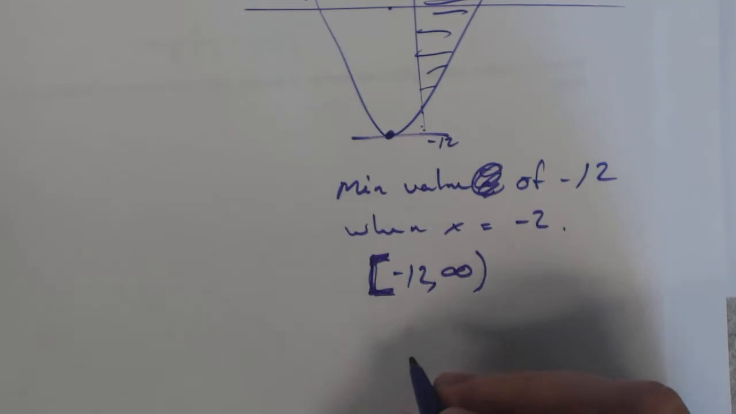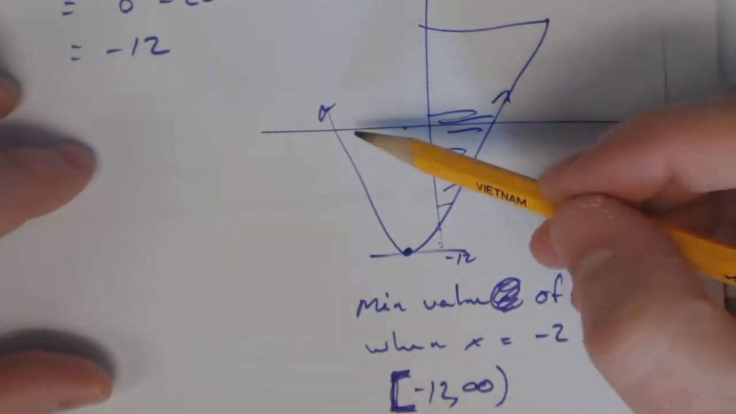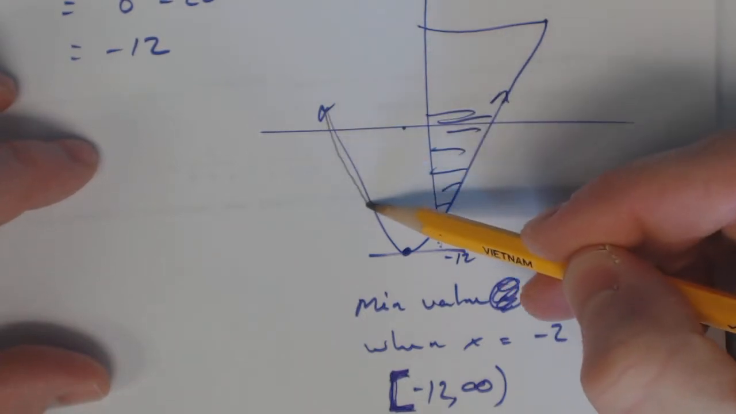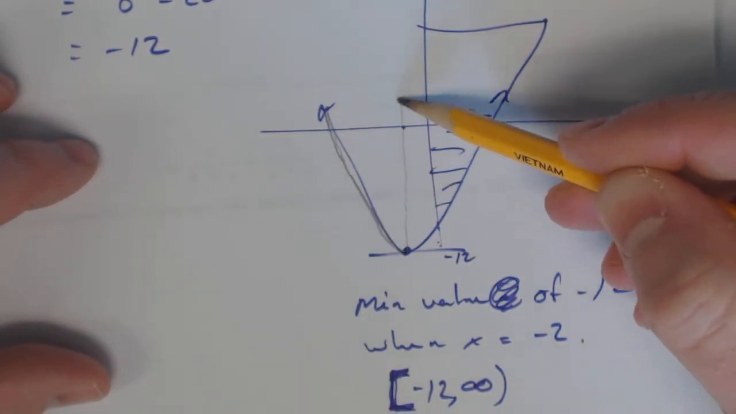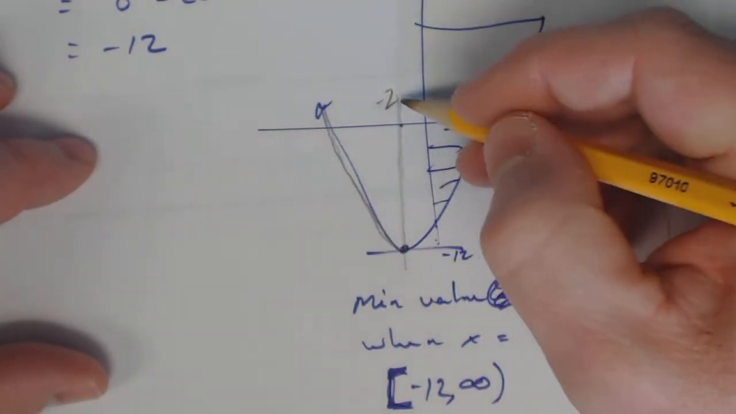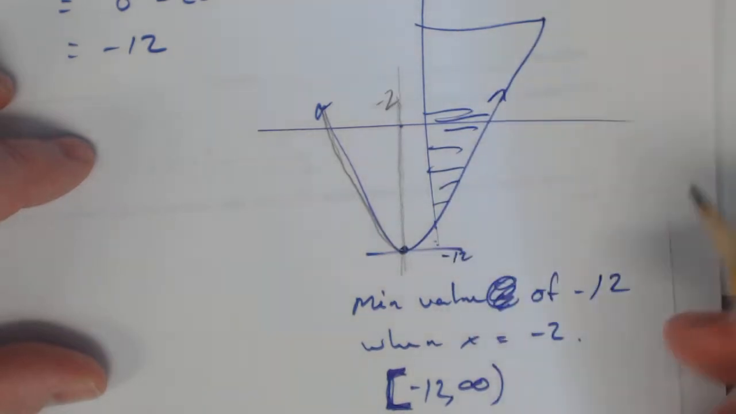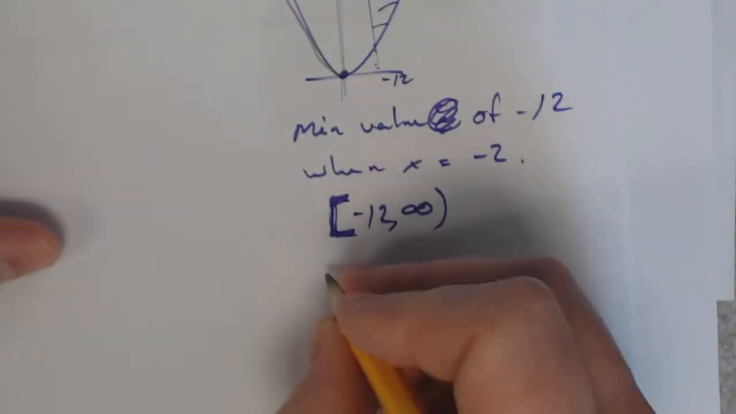And then where is it increasing or decreasing? Well, if I trace this, moving left to right, I'll be going down. And what's that x value right there? That x value is at negative 2. So from negative infinity to negative 2, it's decreasing.